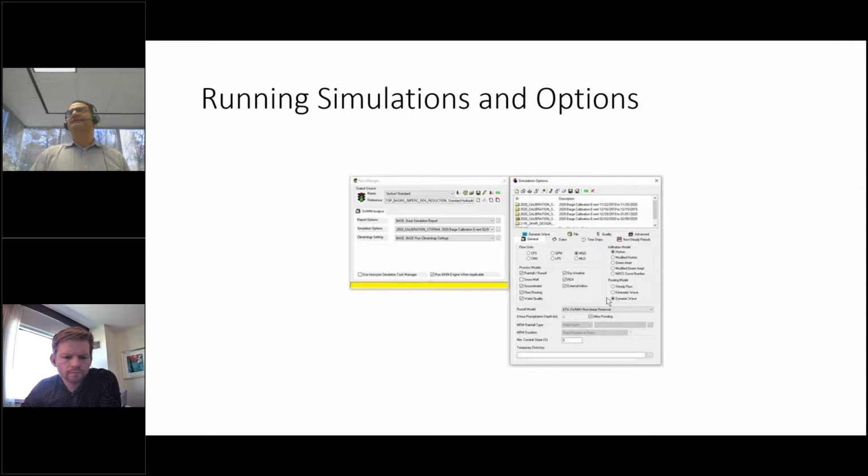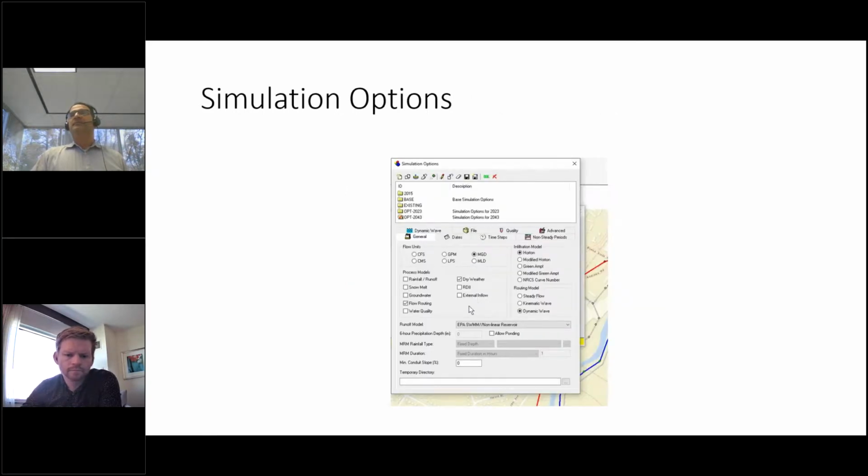I typically use the dynamic wave. That is one time where I use the kinematic. I had a lot of fluctuations, and I wanted to see a cleaner hydrograph, so I went to the kinematic. But I usually like to go with the full solution. I guess this is a clearer picture here.